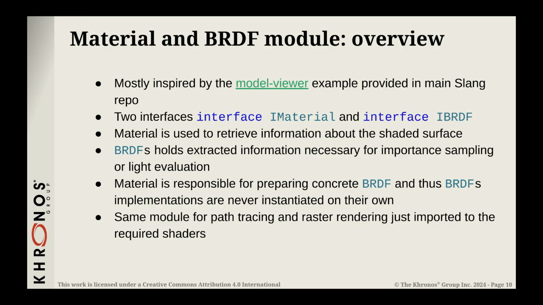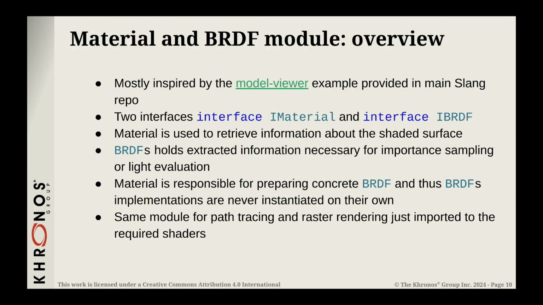First off is the material module that is mostly inspired by the model viewer example from the Slang repository. It is built around two interfaces, material and BRDF. The material interface is used to retrieve information about the shaded surface, while the BRDF interface, on the other hand, holds the data needed for sampling and light evaluation. The material is responsible for preparing the BRDF, which means that BRDF implementations are never instantiated directly.